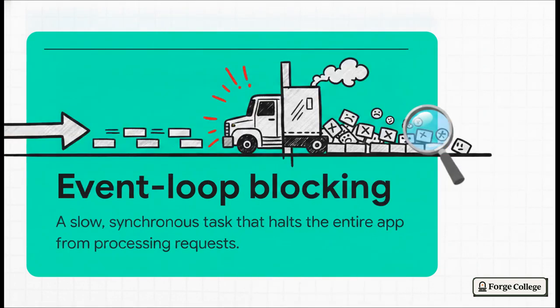But the most dangerous thing you'll ever spot on a flame graph? Event loop blocking. Remember, in Node.js, your application runs on a single thread, the event loop. If you write a slow, synchronous piece of code, it acts exactly like a massive, slow-moving truck breaking down right in the middle of our factory assembly line. Suddenly, the whole shebang comes to a screeching halt. Literally, no other request can be processed until that broken-down truck is cleared out of the way.